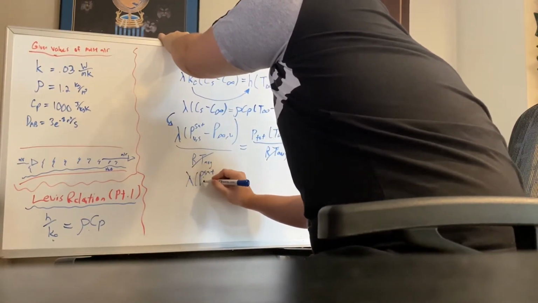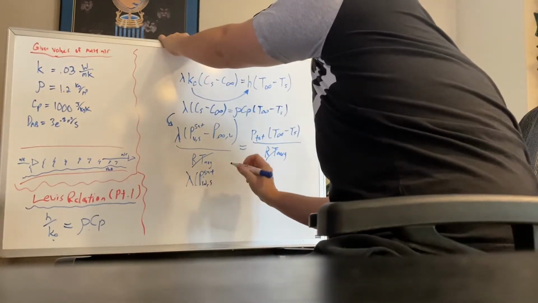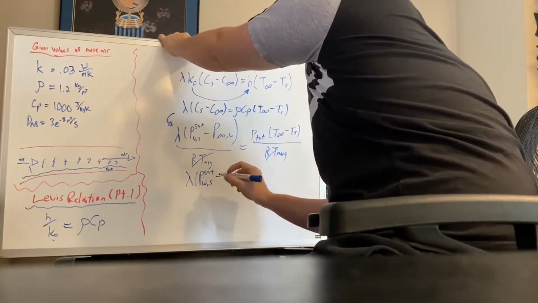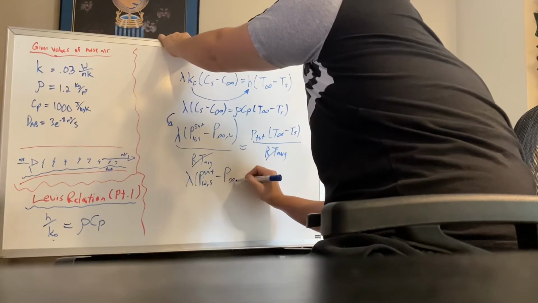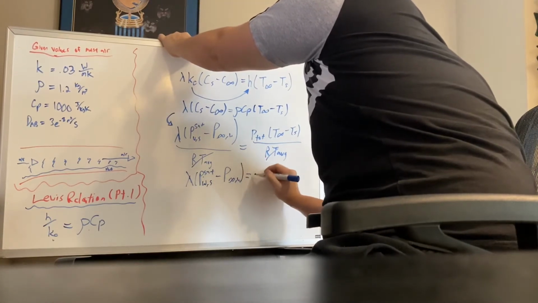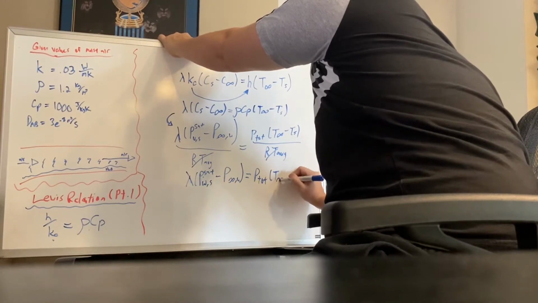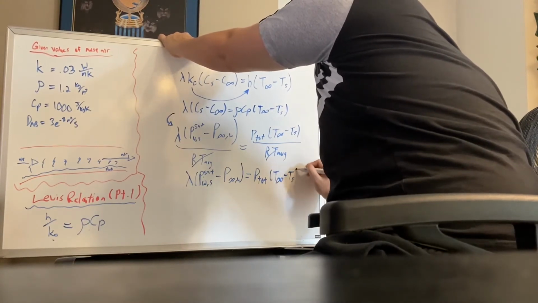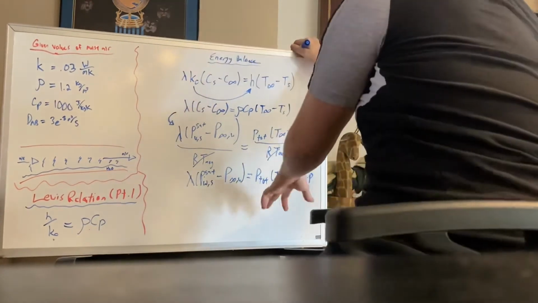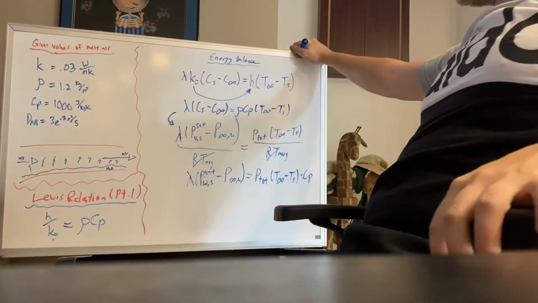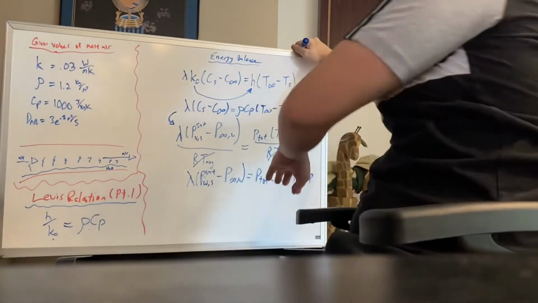lambda, heat of vaporization, multiplied by the difference between the partial pressure of saturated water at the surface minus the partial pressure of water far away from the surface. And this is equal to the total pressure multiplied by the change in temperature between the surface and a point far away multiplied by the heat capacity. And so this is actually the equation that we're going to use to compare the wet bulb and the dry bulb.